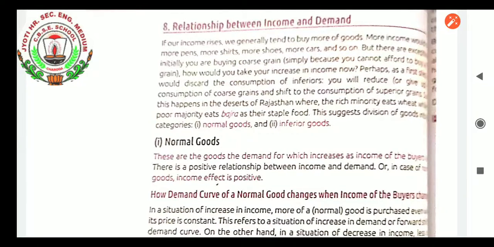But these poor people, if their income increases, if they get good income, they can shift the demand from bajra to wheat. Okay, so these suggest division of goods into two categories. Wheat is the normal good and bajra is the inferior good. Is the point getting clear to you? Wheat is the normal good and bajra is the inferior good.